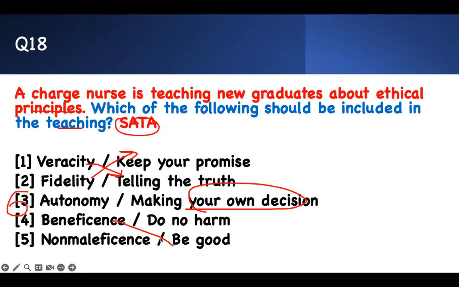Beneficence, you are being good, and nonmaleficence, you do no harm. So I flipped them so that you can know the definitions. And this is the way I define it. I don't use too many words, to make it easy for you, right? There is only one answer. If you pick more than one, you get it wrong. Pick those you're confident in. So only number 3 is the right answer. The others have been flipped back on themselves.